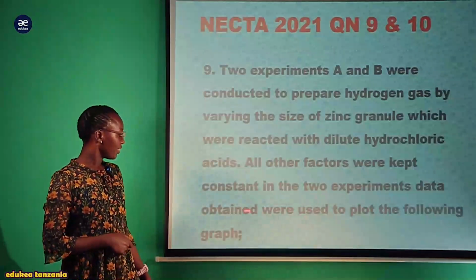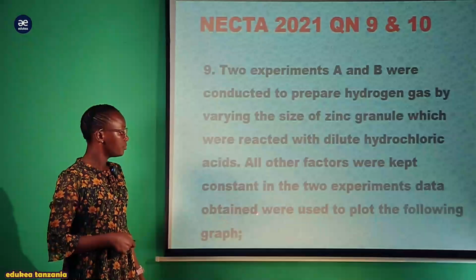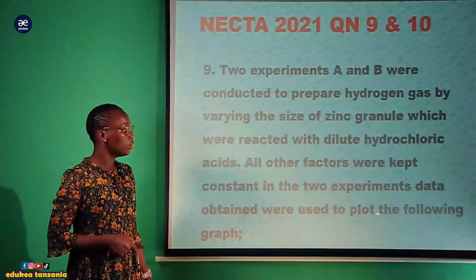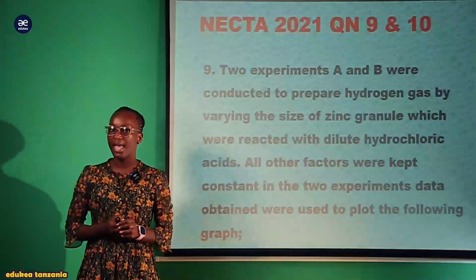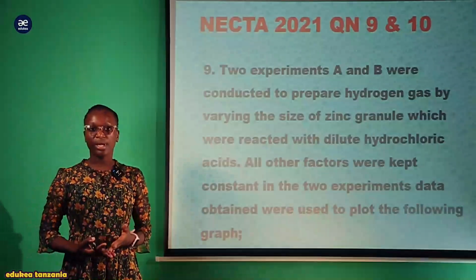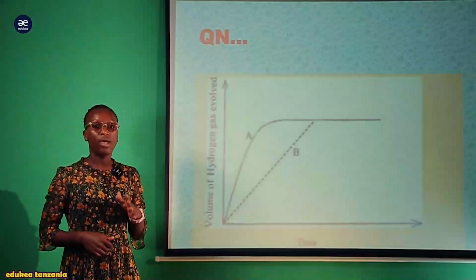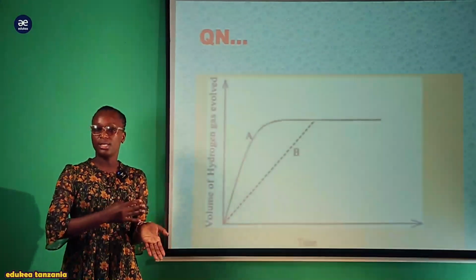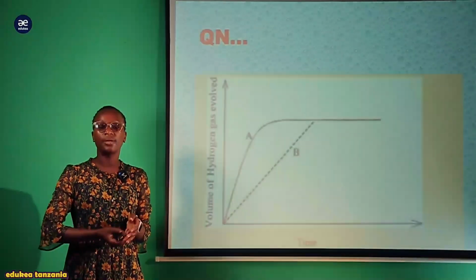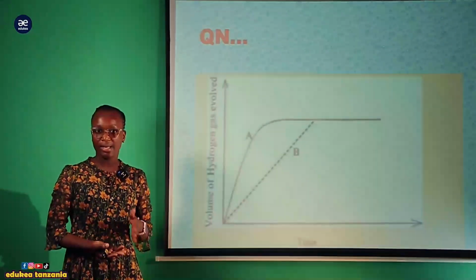Now, in the two experiments, data obtained were used to plot the following graph. Kwamba hizo data ambazo zilikuwa obtained kwenye experiment A na B zilitumika kuplot this graph, kuchora this graph. Kwa hiyo hili bado ni swali. Ulipewa maelezo kwamba the experiment was conducted, ambayo ilikuwa experiment A na B.